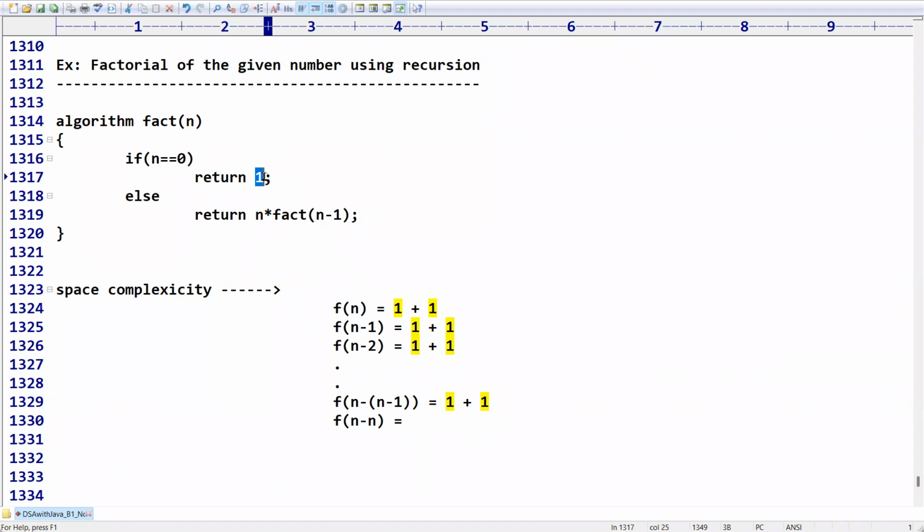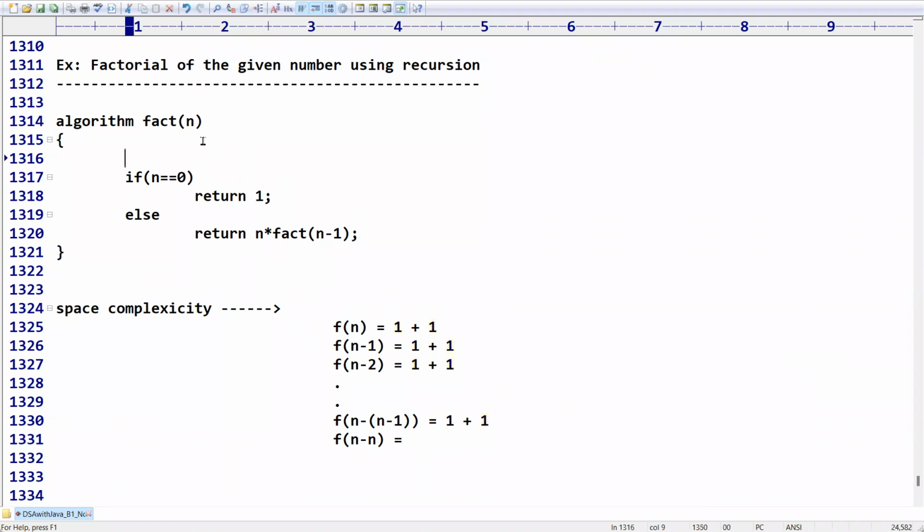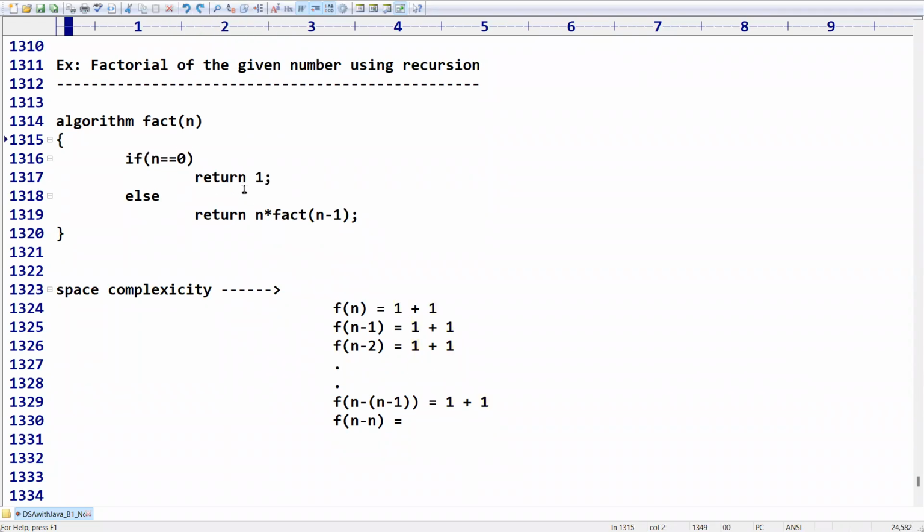Previously, we have not stored this. Suppose in your algorithm, if result is equal to 1 is there, then if you are taking result here, this will occupy 1 unit of space. But here, this r is equal to 1 we have not taken separately; we have given the constant value. So it is also going to occupy one space. But again, is it calling? No. That's why here the value of f of n will become 1 unit of space.